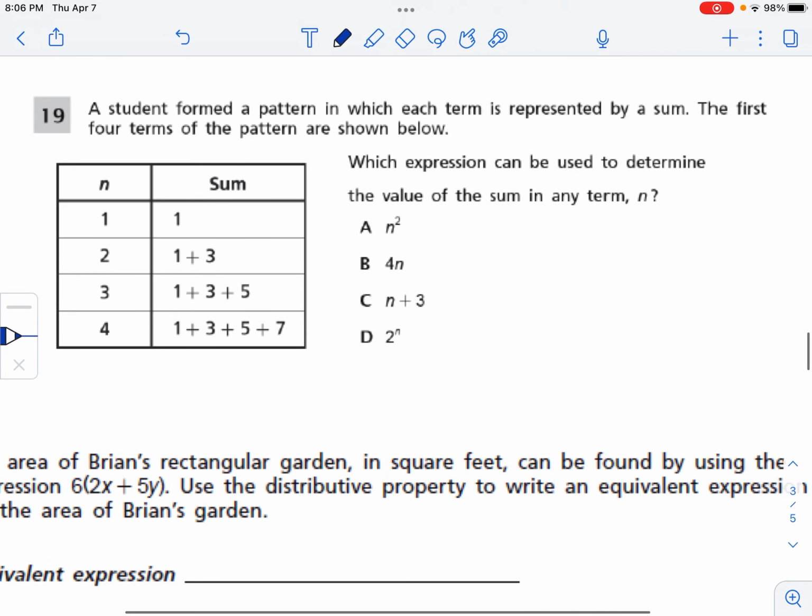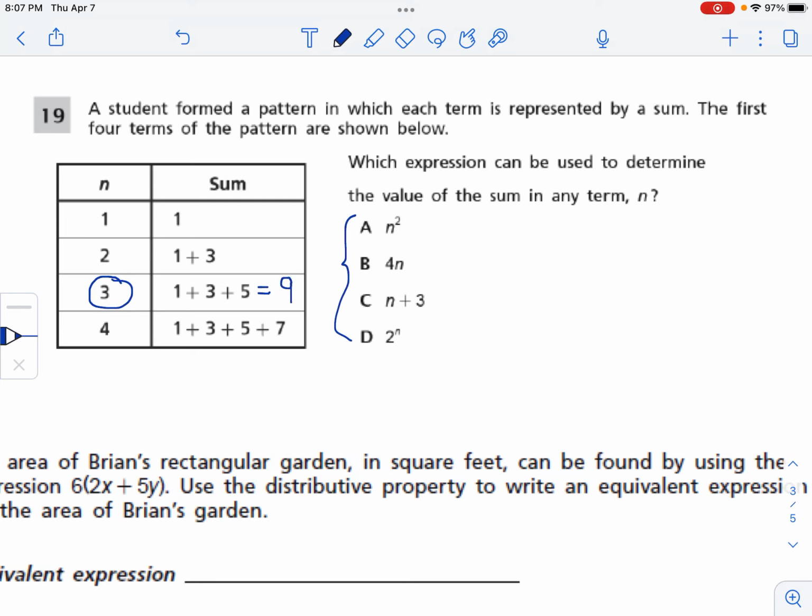Number 19. A student formed a pattern in which each term is represented by a sum. The first 4 terms of the pattern are shown below. Which expression can be used to determine the value of the sum in any term n? So this seems really complicated, and I told you guys in class that substitution is a very valuable tool. And I said try to pick a number that is not 0, 1, or 2. So let's try substituting 3 into each of these expressions or answer choices to see if it equals 1 plus 3 plus 5, which is 9.